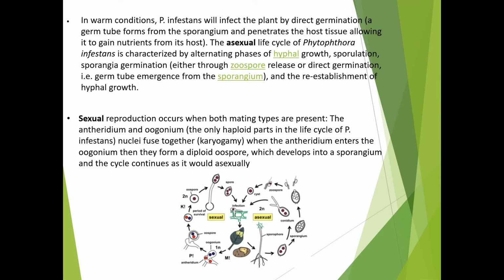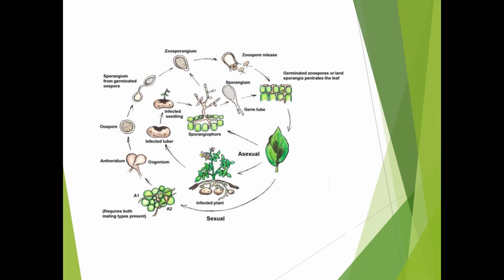Second is sexual reproduction. Sexual reproduction occurs when both mating types are present. The antheridium and oogonium are the only haploid part in the life cycle of Phytophthora infestans, where nuclei fuse together. It means the process of karyogamy. When the antheridium enters the oogonium, they form a diploid oospore, which develops into a sporangium, and the cycle continues as it would asexually. So the sexual part is the karyogamy part.